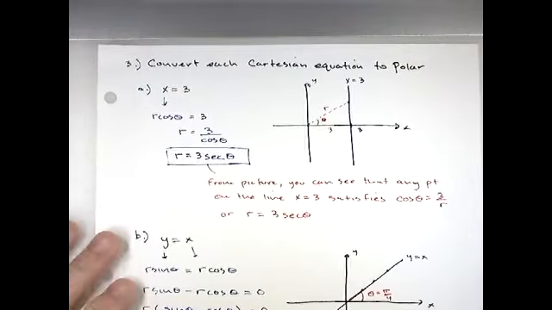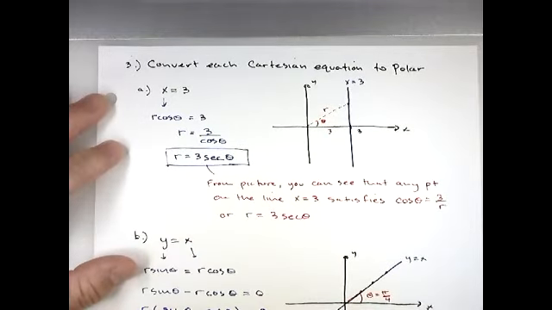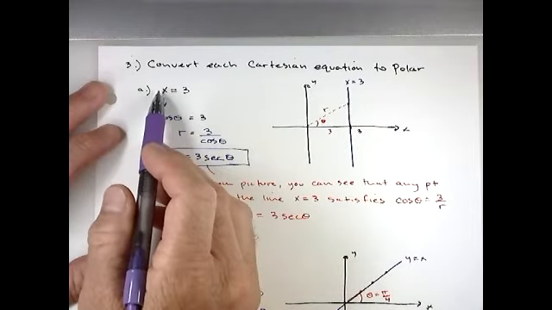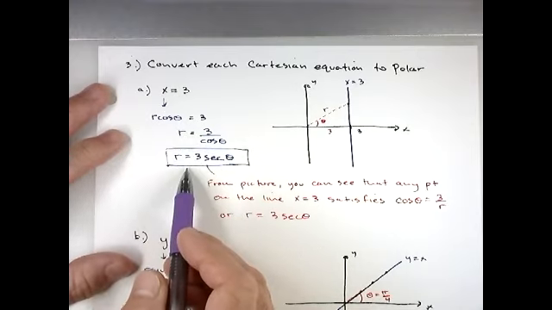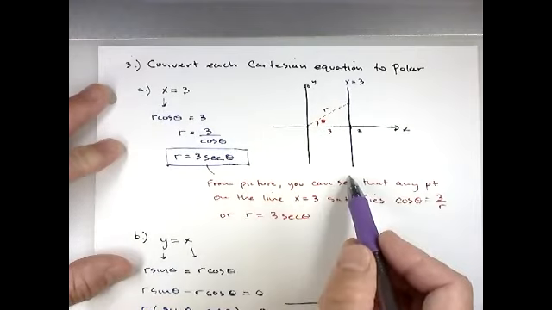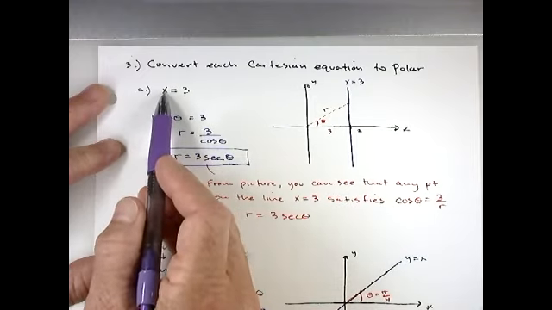So one skill to be able to do is go back and forth. So we practice there locating points and coming up with polar coordinates for a particular point. We also can take an equation in Cartesian coordinate system and convert it to a polar equation. So the line x equals 3, which is just a vertical line, this is where the conversions come in handy.